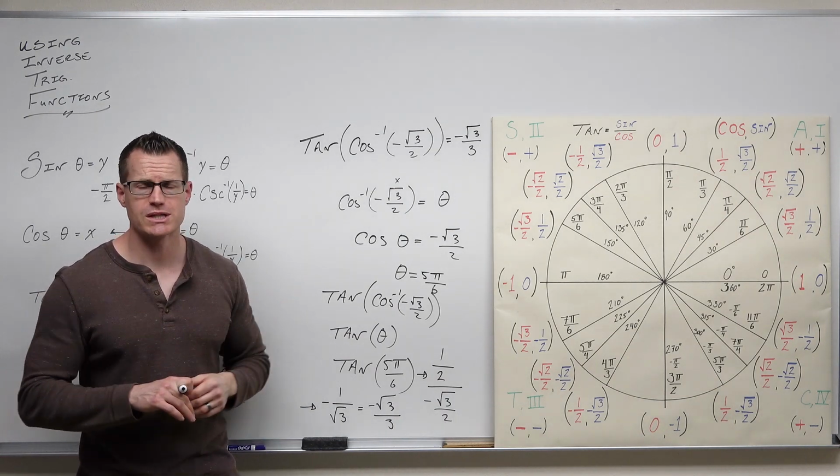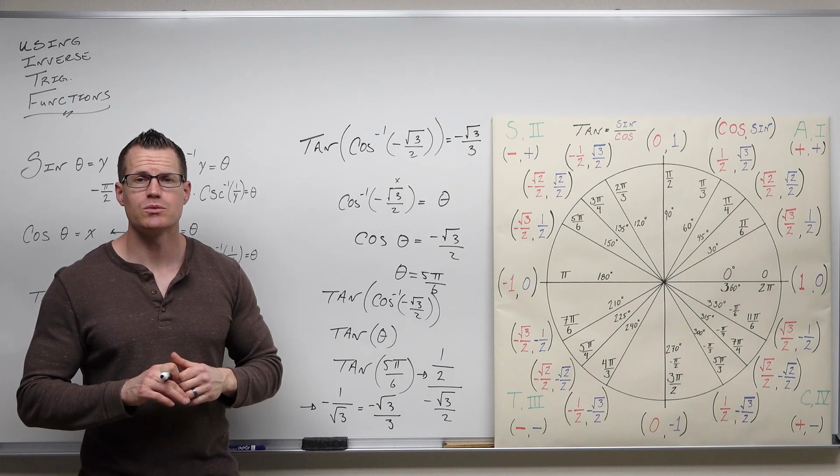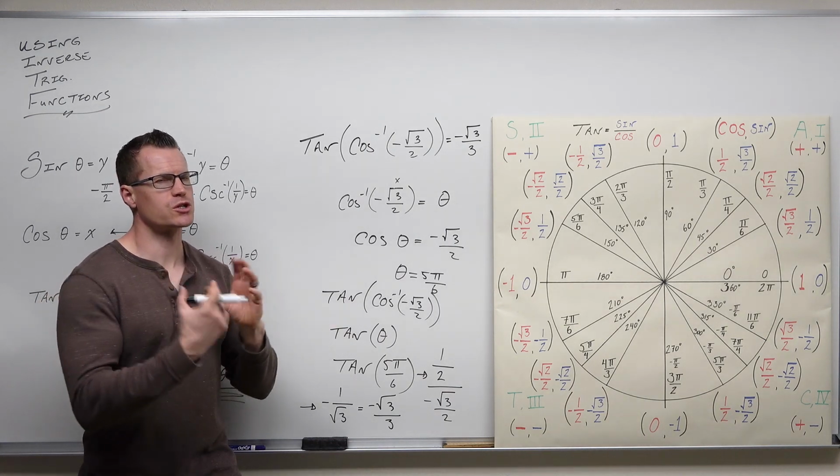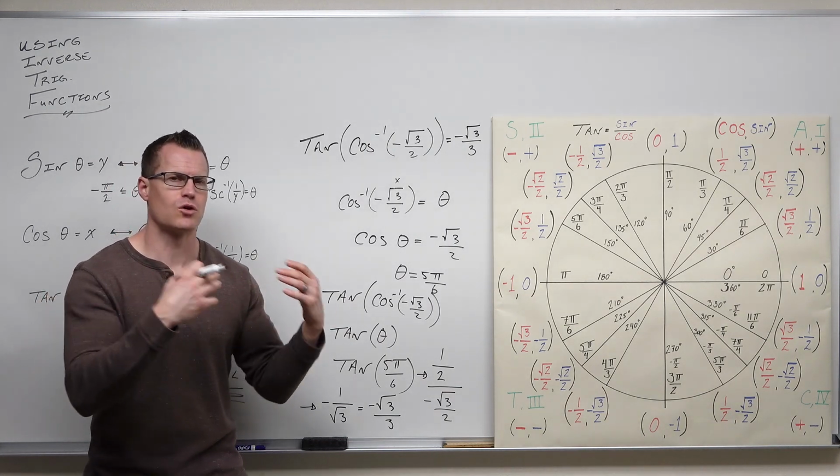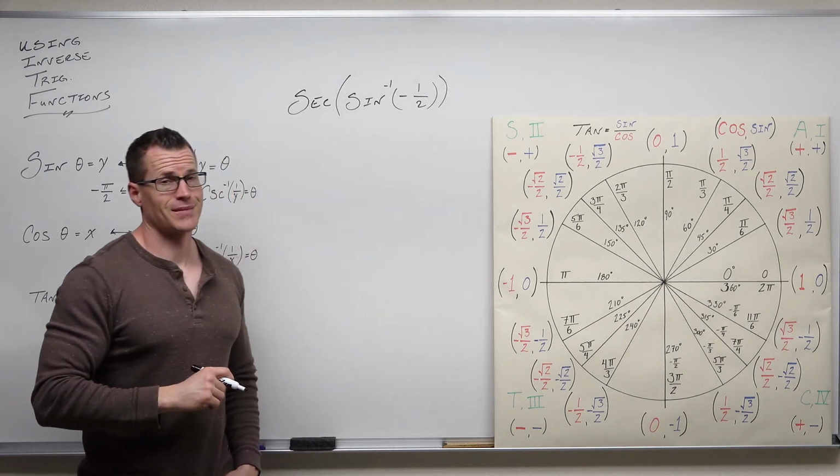So we're going to do 2 or 3 more examples. I'll show you what to do when they're not on a unit circle, and then we'll switch it around. We'll say, what if we have an inverse of a normal trig function? All right, here we go.